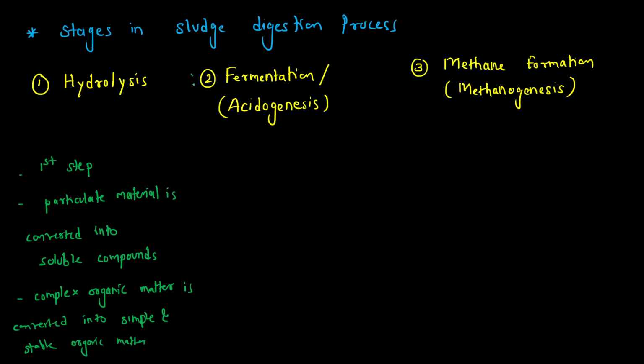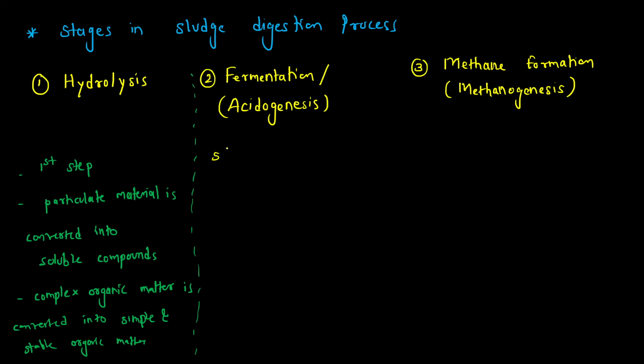Okay, so this is the first stage. Now once the complex organic matter is converted into simple organic matter, the next stage is acidogenesis, or the acid fermentation stage. In this stage, the sludge reacts with the acid former bacteria. These acid formers produce the acids.